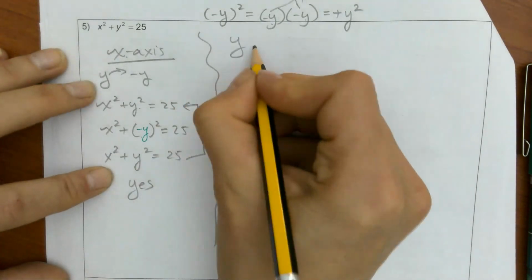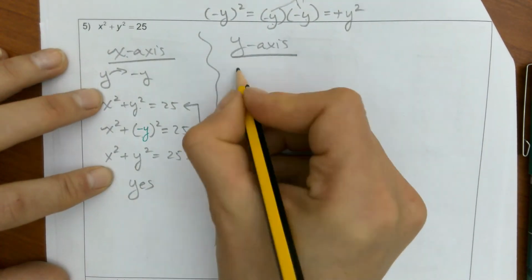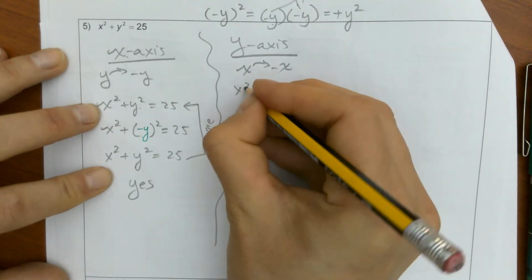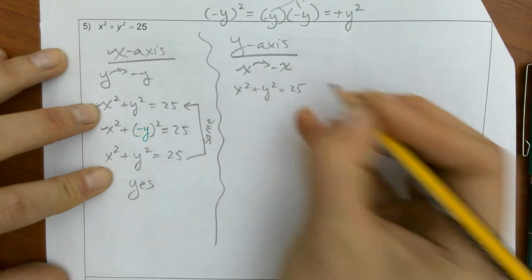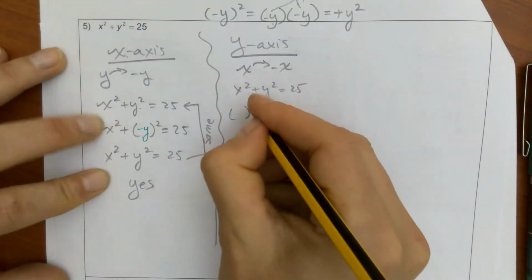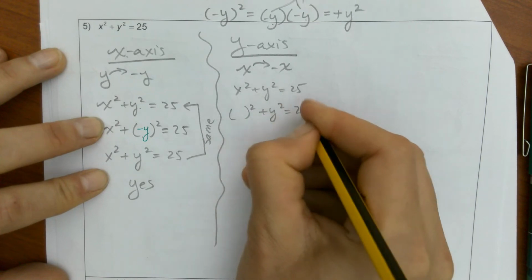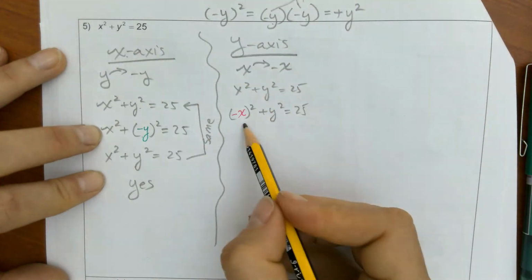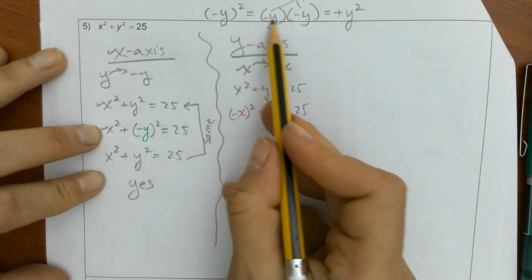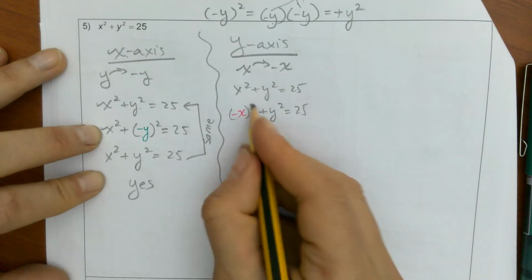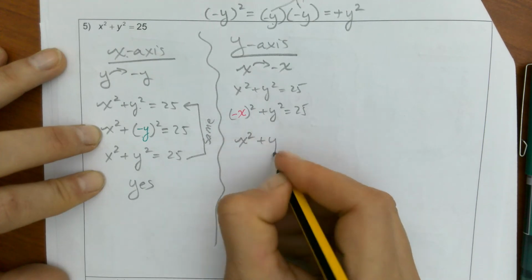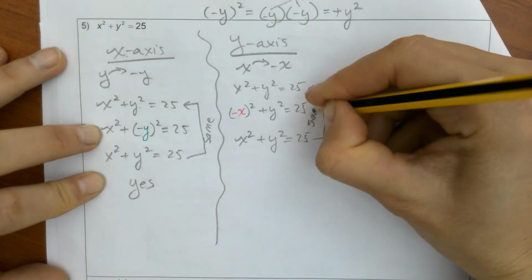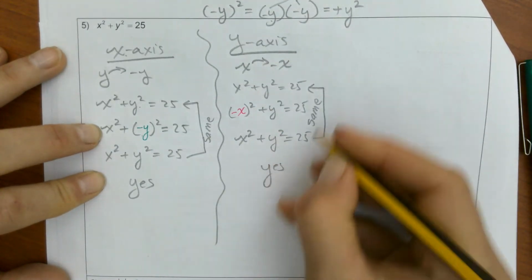Let's do y-axis. So I replace my x with negative x and write out the equation. Now I'm going to replace my x. What's the same thing? So minus x squared, it's going to be x squared. So that is just going to be x squared. Oh, that's the same. So yes, it has y-axis symmetry.